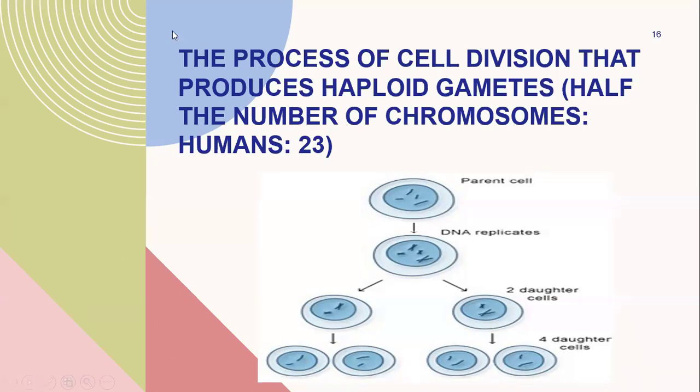Let me talk about this and why I said it's a reduction division. So when you look at mitosis, we said that the genetic makeup of the parent, so this parent was giving us two that are just like it.